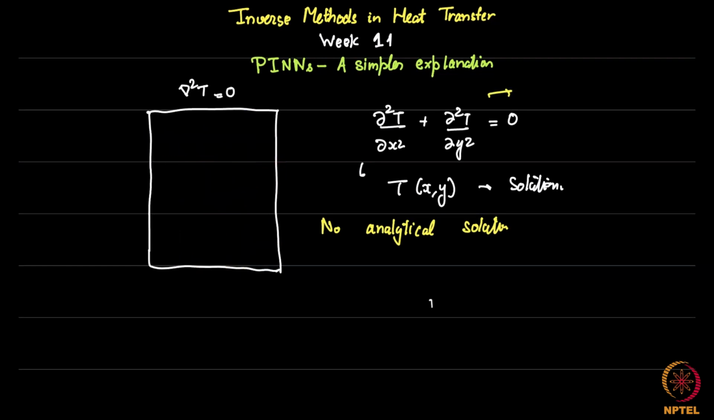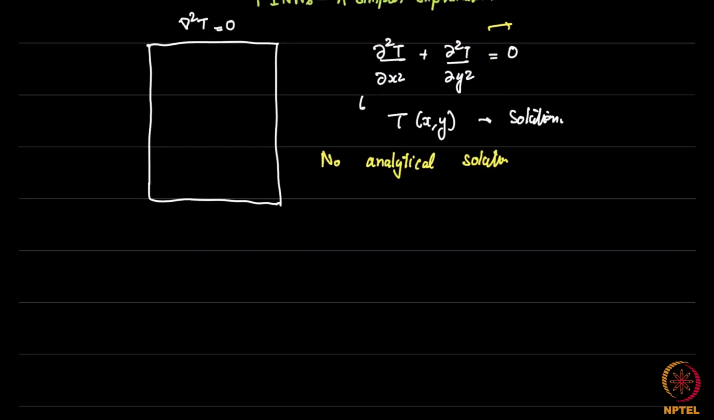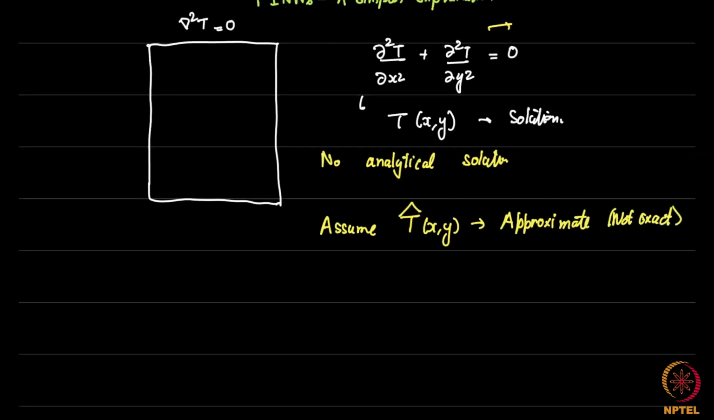So what I'm going to do is assume, and this should remind you of the forward models that we did, some solution T of x, y which is approximate. Remember, it's not exact, to T of x, y. So in this sense, this is our hypothesis.